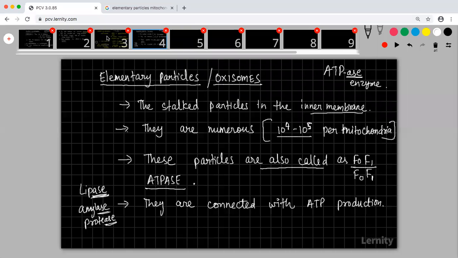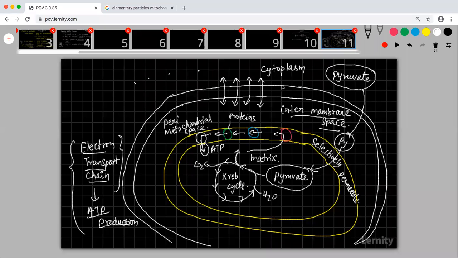These particles are present only in the inner membrane. That is what I explained here in the diagram. You see the diagram. Have I put any proteins here in the outer membrane? No, I have put proteins only here. These are the proteins, that green color, blue color, and then red color.